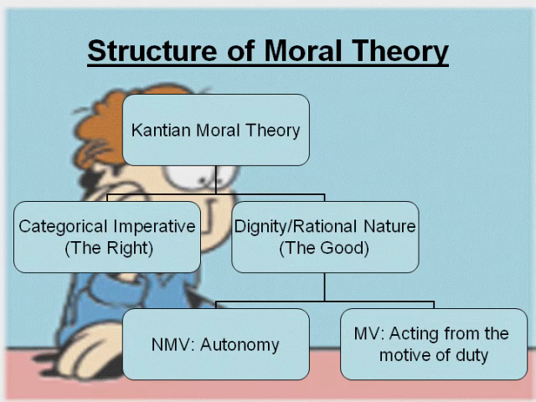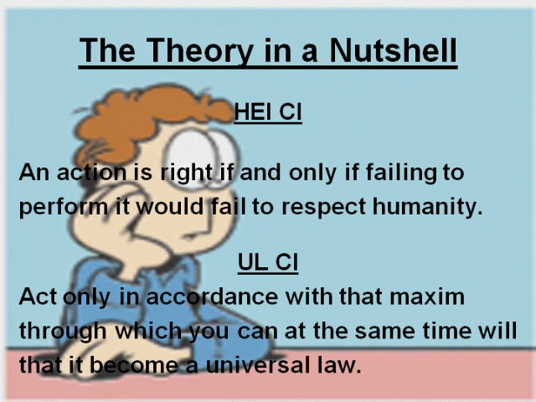Non-moral value, that is, our item of intrinsic worth, or intrinsic good, is autonomy, again, our ability to make free choices. And moral value, which will be the primary topic of this lecture, is important for Kant. He describes that we are worthy of praise or blame for our actions, depending on whether or not we're acting from the sole motive of duty. Again, let's look at our theory in a nutshell.